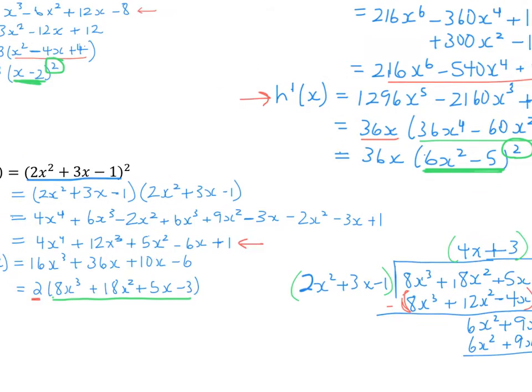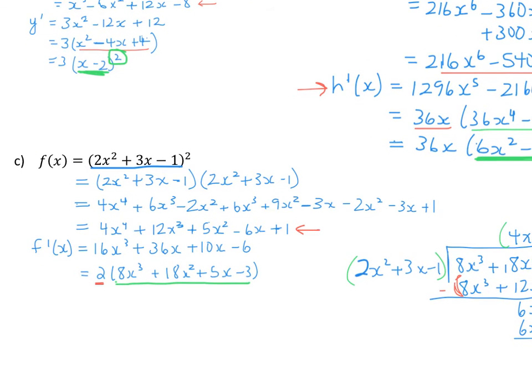So now I'm going to zoom over here and rewrite this as 2 times 2x squared plus 3x minus 1, and it multiplies 4x plus 3. Okay, so this looks a little different than the other ones. Let's look for patterns here.